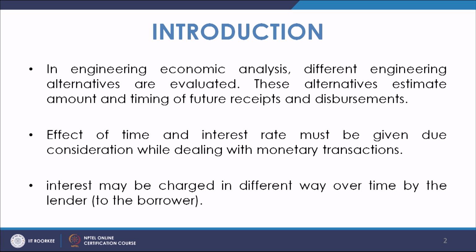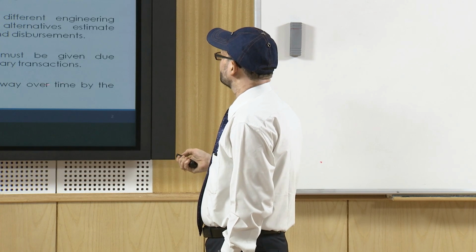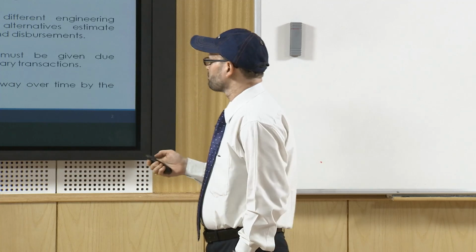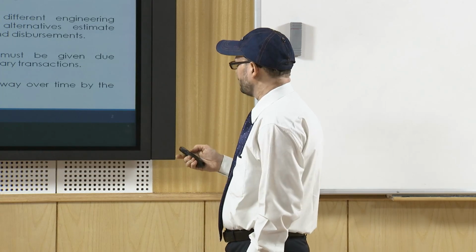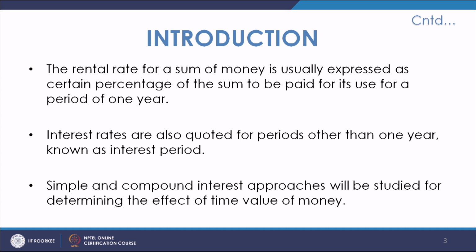Interest may be charged in different ways over time by the lender. So basically the lender is charging the interest in a different way to the borrower. So we will see how it is. Again, the rental rate for a sum of money is usually expressed as a certain percentage of the sum to be paid for its use for a period of 1 year.